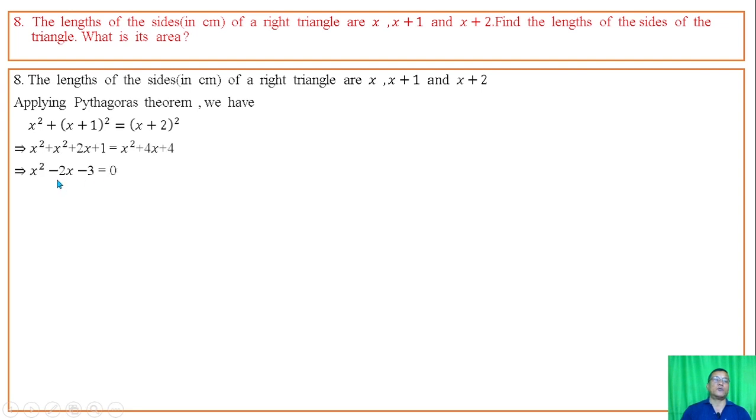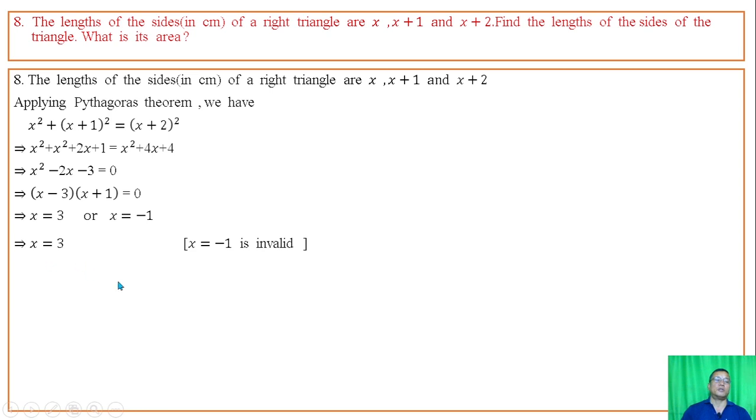Expand and cancelling, we have a quadratic equation. This we have to factorize. The product of two numbers is minus 3, but their sum should be minus 2. That is minus 3 plus 1. After factorizing, we have x minus 3 whole into x plus 1 equal to 0. x minus 3 equal to 0 gives x equal to 3. x plus 1 equal to 0 gives x equal to minus 1.